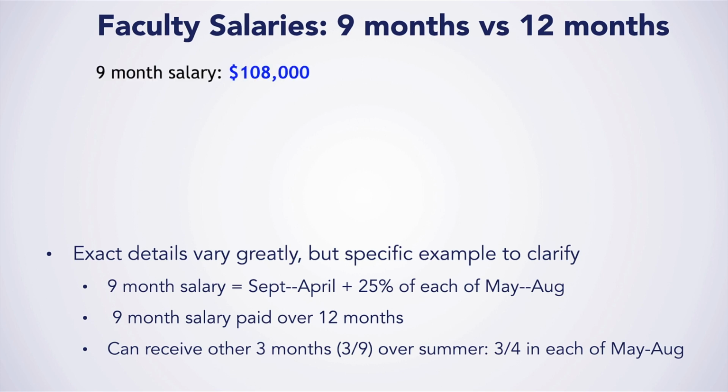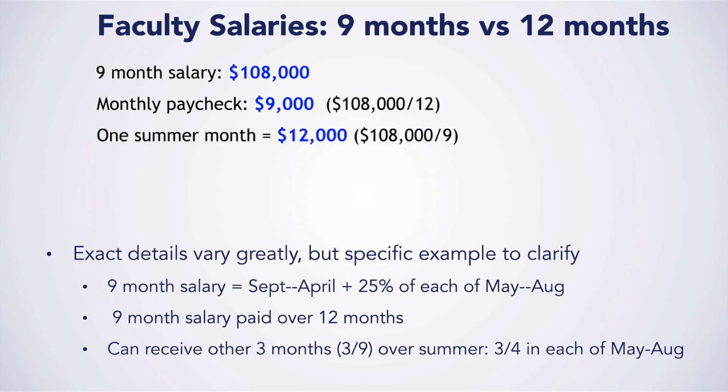So let's put some concrete numbers here. I just picked $108,000 to keep the numbers simple. Let's say that's your 9-month salary. Your monthly paycheck all year, if you don't have any summer funding, would be $9,000 minus whatever taxes and withholding. So $108,000 divided by 12. We take that 9-month salary, we just pay it out over 12 months. One summer month, 1/9 of your salary, would be $12,000. So that's just $108,000 divided by 9.